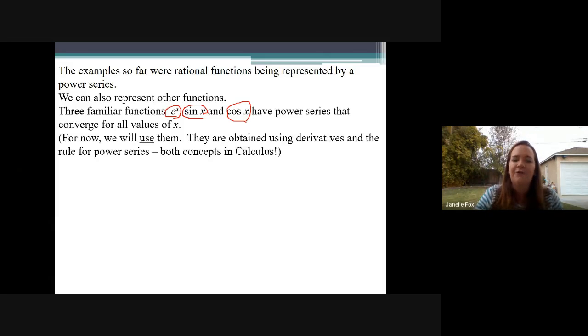So here's the deal. For now, we're just going to use them. There's a change on your note paper. On your note paper, it says memorize. Scratch that word out. I want you to change that to use them. In fact, if we were going to take a test or a quiz on this, I would show you the power series and say, here it is, now go use it. Because you don't really know where it comes from until we use a derivative in calculus. We are so not there. So we are just going to use these power series.